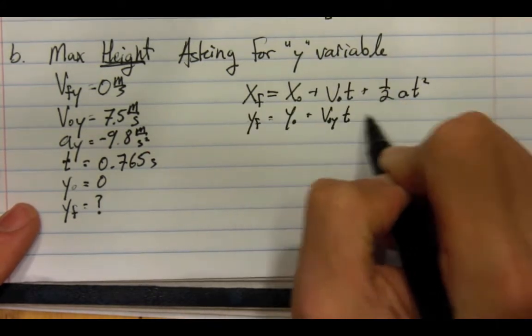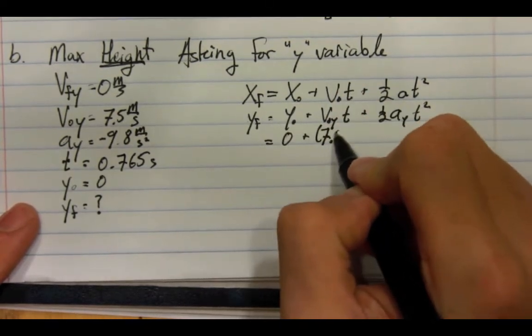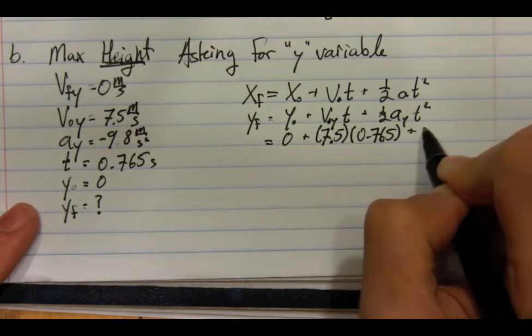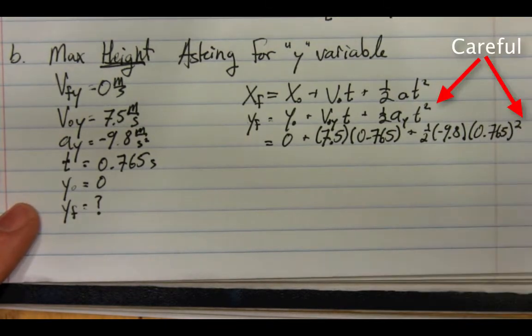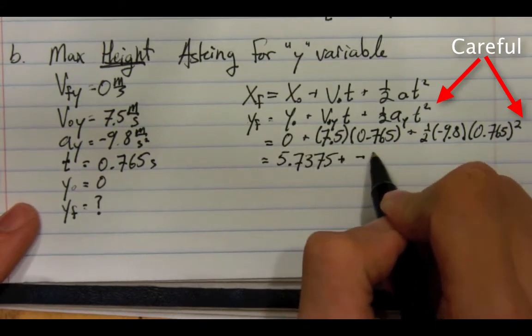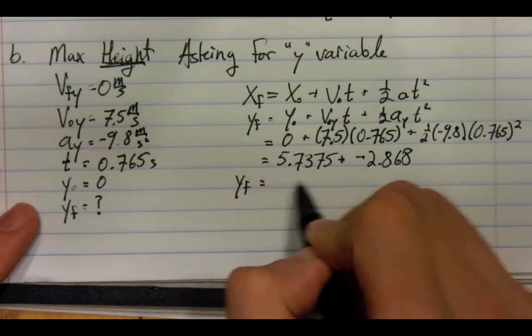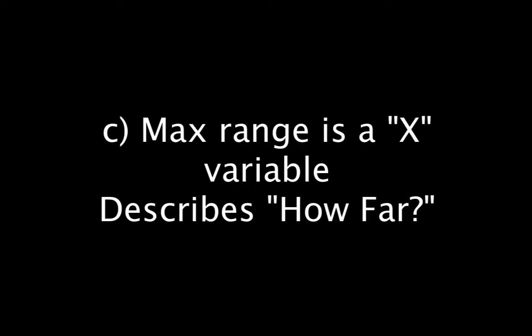But this time I'm going to replace all the x's with y's so that there's less confusion. Now, please take note of the t squared. Most students forget to square the time. Multiply all the necessary information to get my final answer.